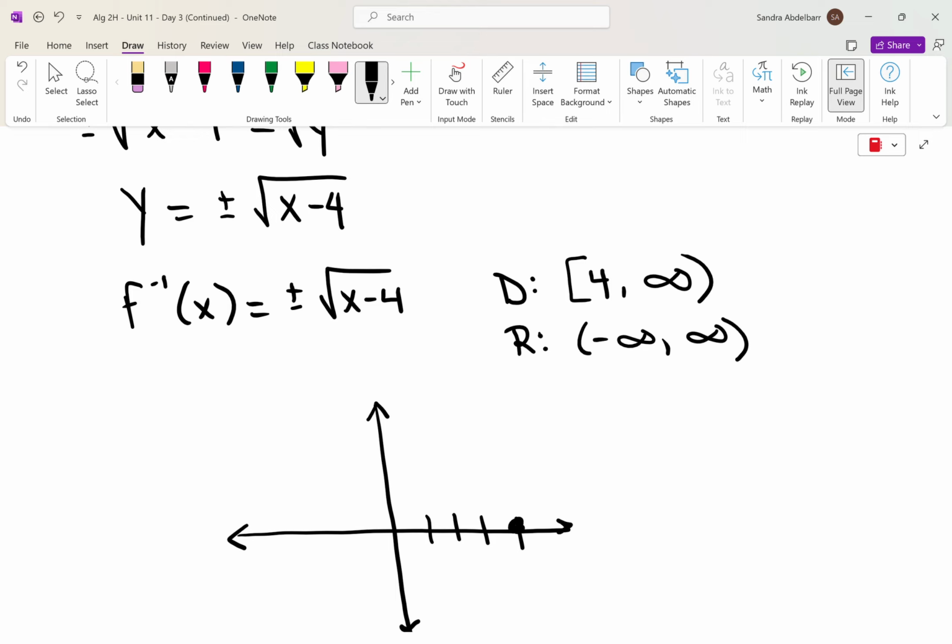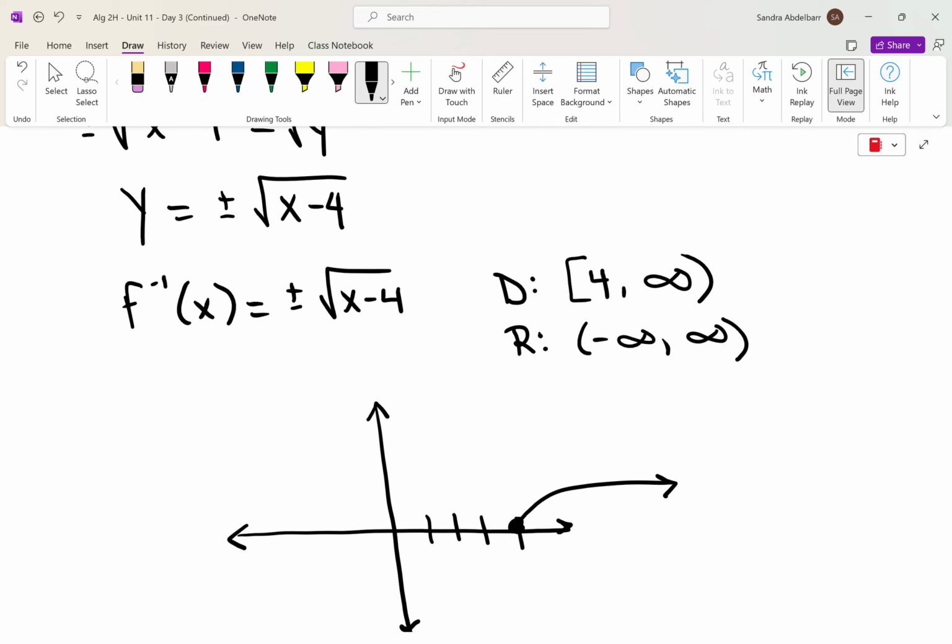Michael? Good. How did you know? The x is positive. And what do you mean the x is positive? Oh, I see what you're saying. That's a good way of looking at it. Good. How else do you know? Good, because the domain is starting at 4 and going to positive infinity. So that means we're going to the right.